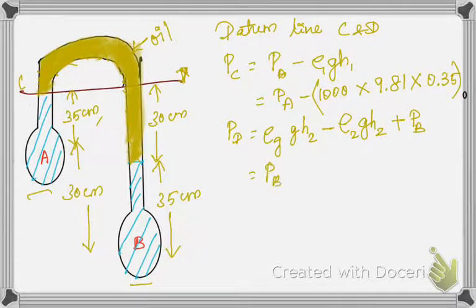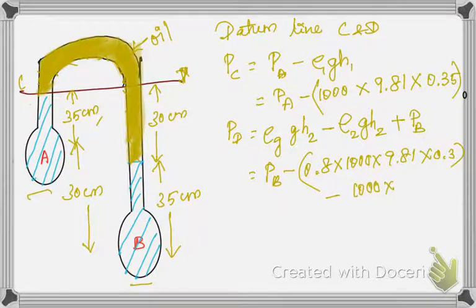So PB minus rho g, where oil has a specific gravity 0.8. So 0.8 into 1000 into 9.81 into 0.3, minus 1000 into 9.81 into 0.35. Now as usual, the pressure on the left limb will be equal to the pressure in the right limb. So I can equate PC equal to PD.